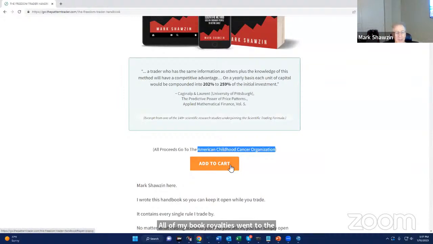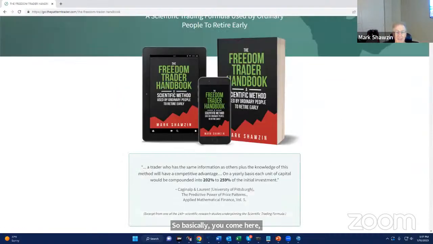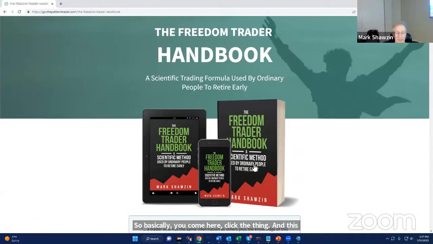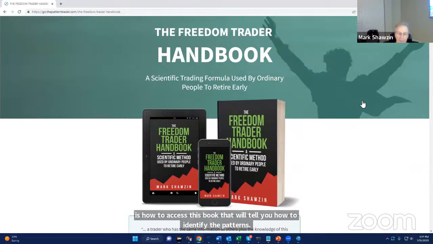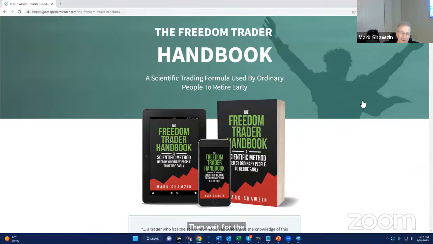So basically, you come here, click the thing, and this is how to access this book that will tell you how to identify the patterns, then wait for a key reversal on inside day bar, and then how to put your pending order to catch that trade.